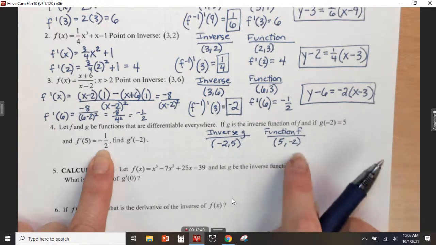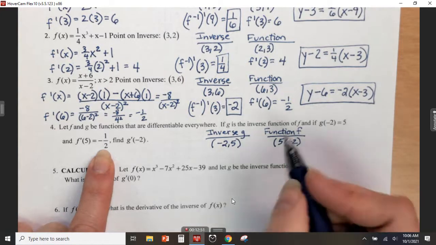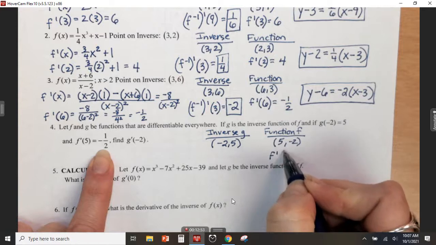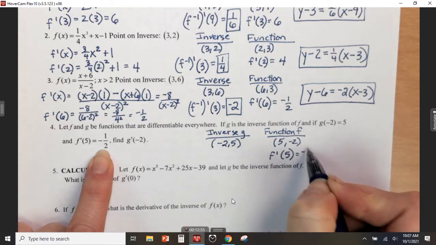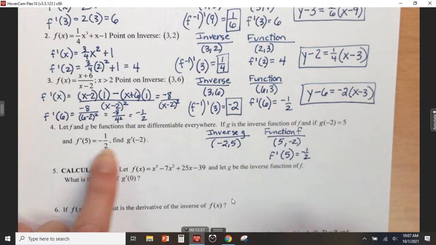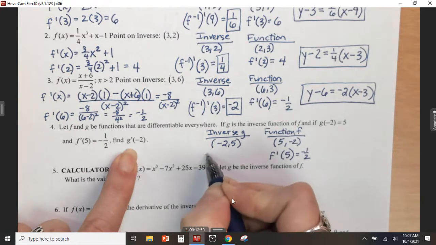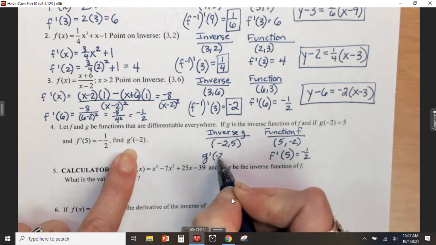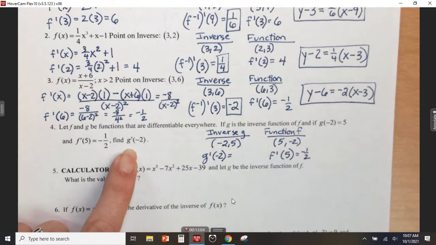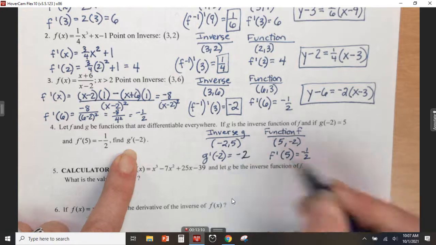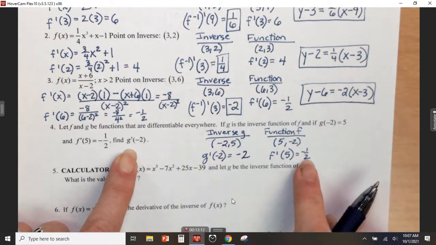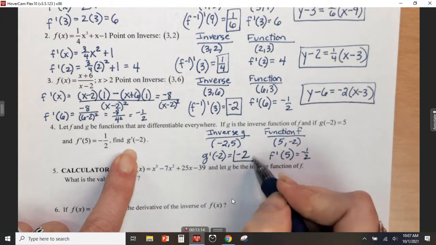So that goes over here, right? This is about the f function. F prime of 5 equals negative 1/2. They want us to find g prime of negative 2. It is just negative 2. It's the reciprocal of this one. The answer is negative 2.